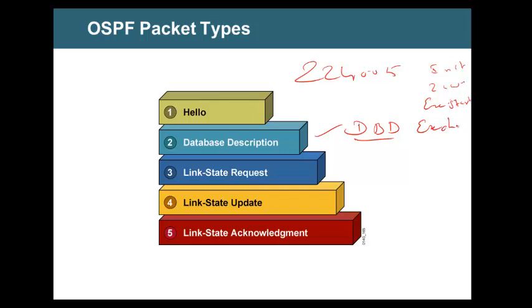And this type 2 packet is not a complete database. Say it is complete database, but not the detailed database. It is the summary. Summary of LSDB is what is called DBD. So the DBD is exchanged.